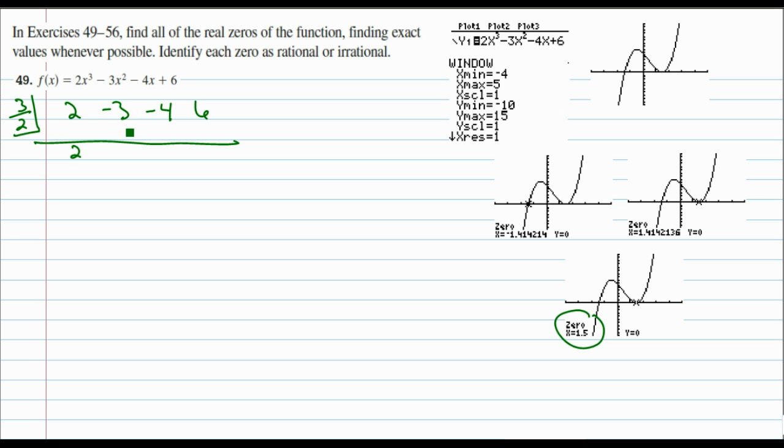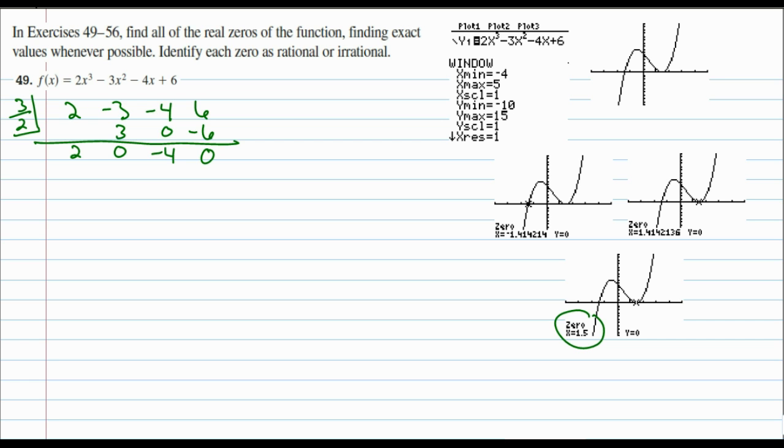Drop the 2. 3 halves times 2 is 3. Now I have negative 3 plus 3 is 0. 3 halves times 0 is 0. Add, we've got negative 4. 3 halves times negative 4 is negative 6. And then I have a remainder of 0, which is good. That's what I need.